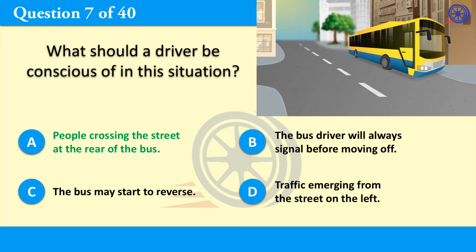Correct answer, A. People crossing the street at the rear of the bus. Explanation: you should always read the road ahead and be prepared to react to the changing traffic situation. In particular, you should be aware that pedestrians might emerge at the rear of the bus. In this situation, you should also look out for pedestrians making their way towards the waiting bus.